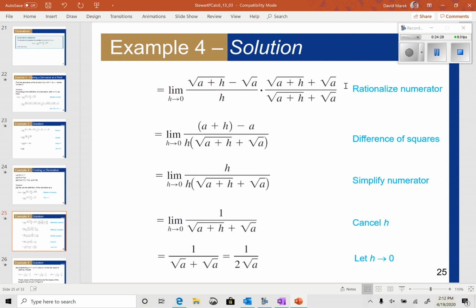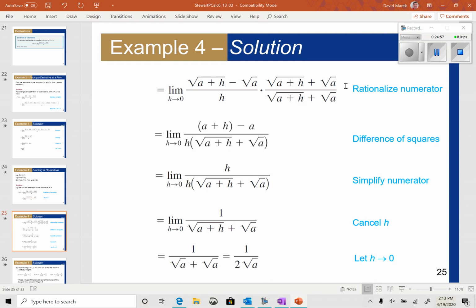Absolutely. We use the conjugate. Take your time, write it out, be careful, good penmanship. Square root of a plus h minus square root of a times square root of a plus h plus square root of a. Multiply top and denominator. Now again, leave your denominator in its factored form. There's no need to distribute and make that even messier than it is.